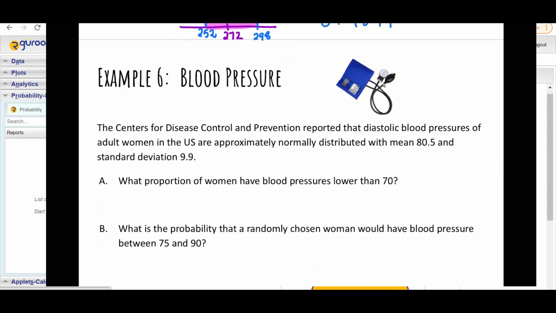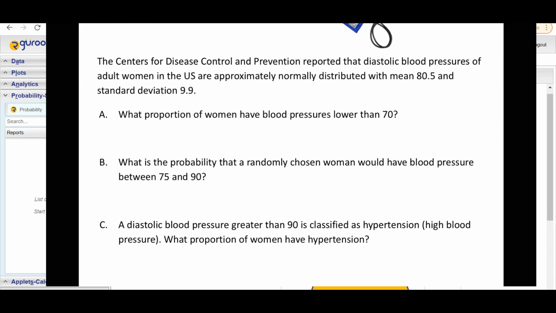Okay, so let's look at another example, blood pressure. The Centers for Disease Control and Prevention reported that diastolic blood pressures of adult women in the U.S. are approximately normally distributed with a mean of 80.5 and a standard deviation of 9.9. So this one does include the wording like it's supposed to. What proportion of women have blood pressures lower than 70? So they ask what proportion.